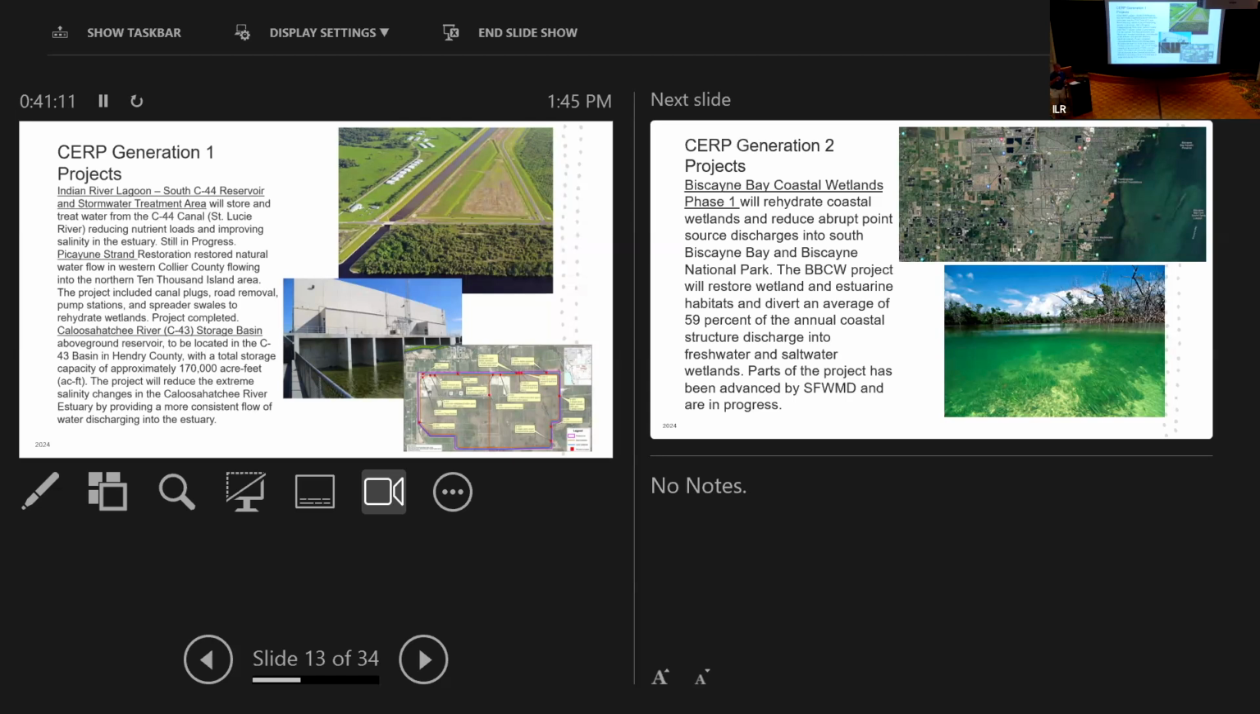And then the Picayune Strand comes out of Golden Gates right at the curve where I-75 goes from going south to going west towards Fort Lauderdale. So you can picture that Picayune Strand is there, and that was a continuous flow into Fakahatchee Bay, which is part of the northern bays within the 10,000 Island area. They've put some plugs into the major canal, and they've stopped flow and allowed water to flow out into the marshes that are all around there.